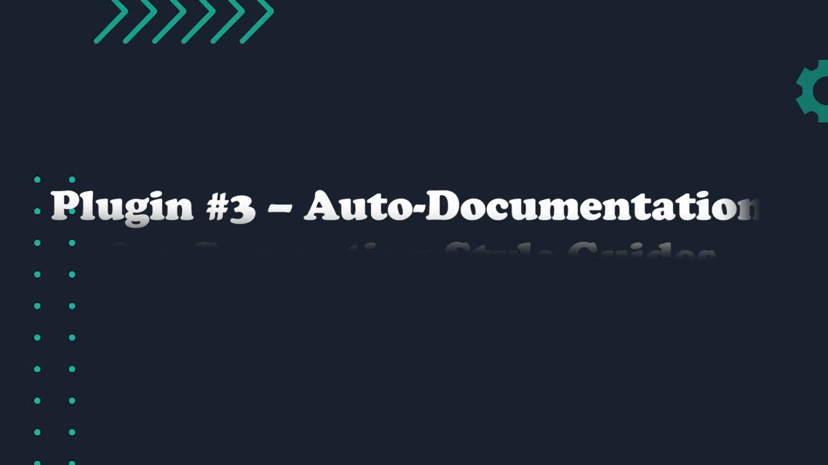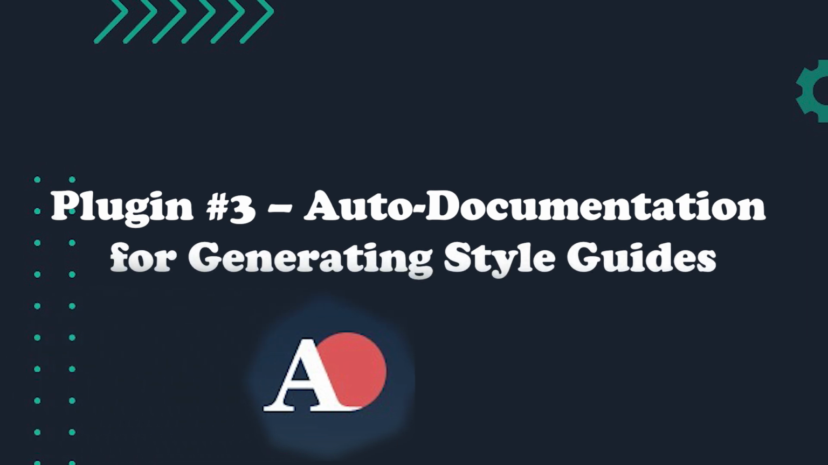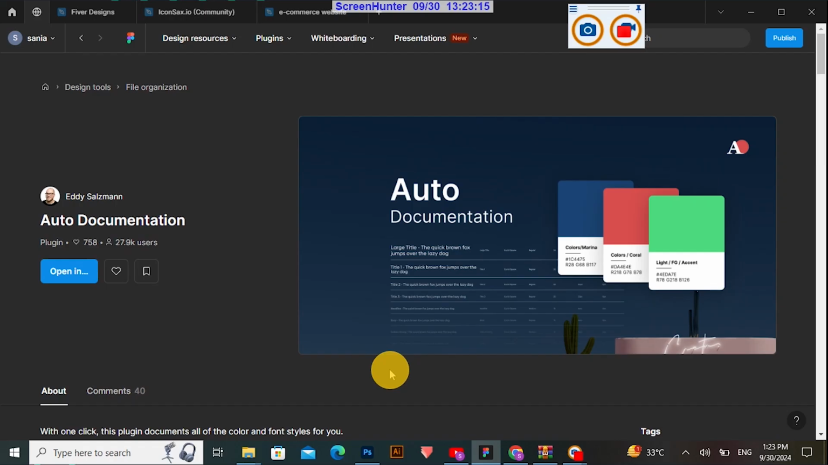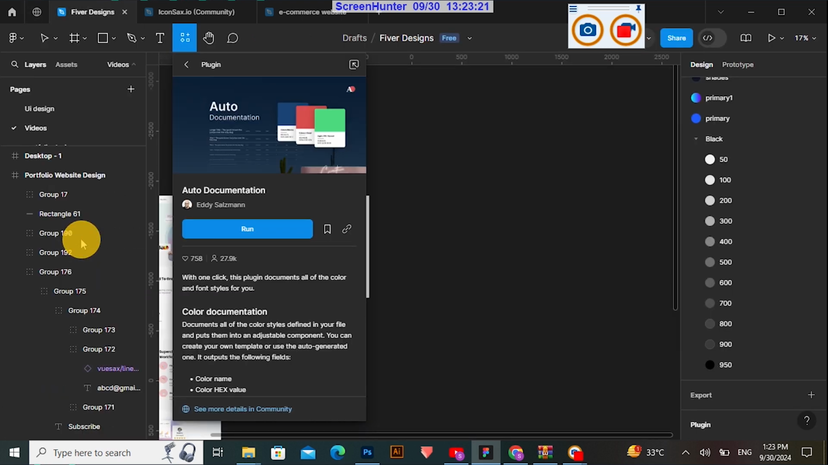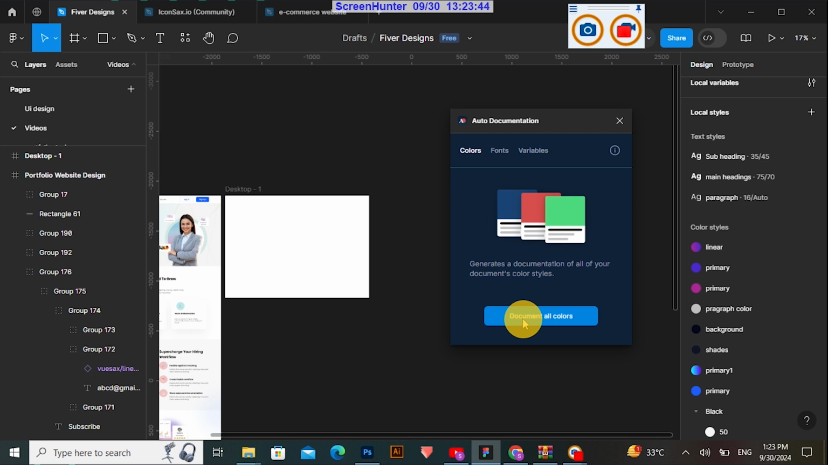Plugin number 3, Auto Documentation, for generating style guides. The Auto Documentation plugin helps you generate style guides automatically. It creates documentation for your colors, fonts, spacing, and more. Just select the components you want documented and launch the plugin.